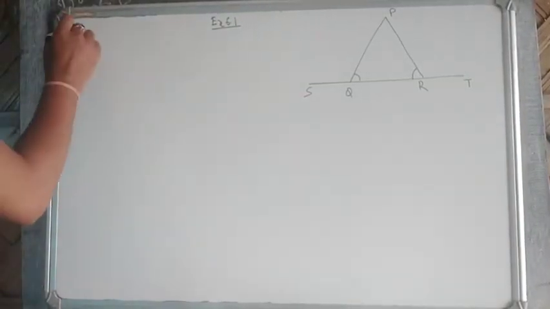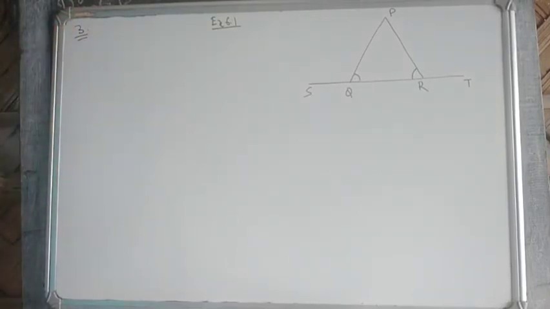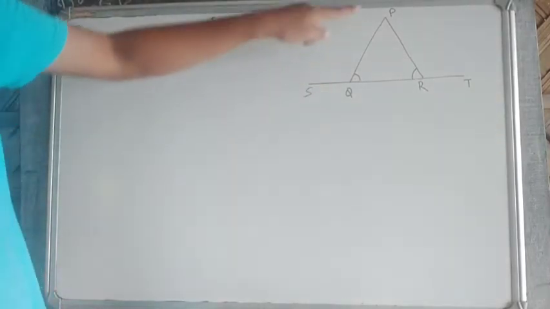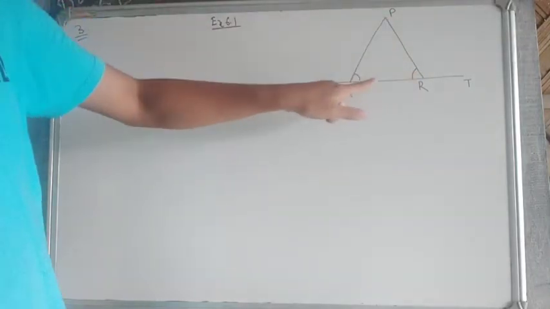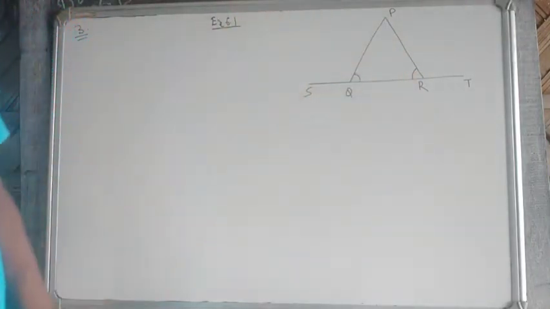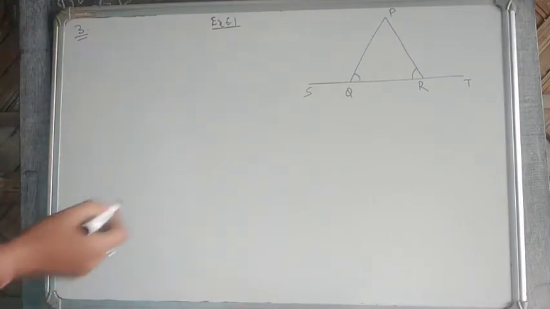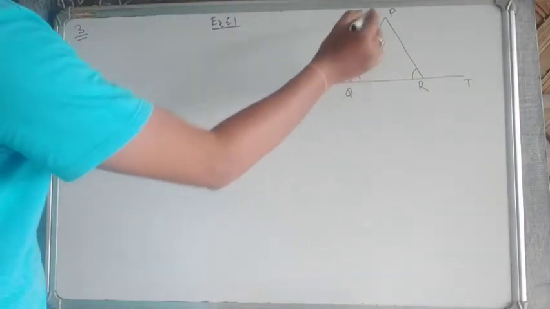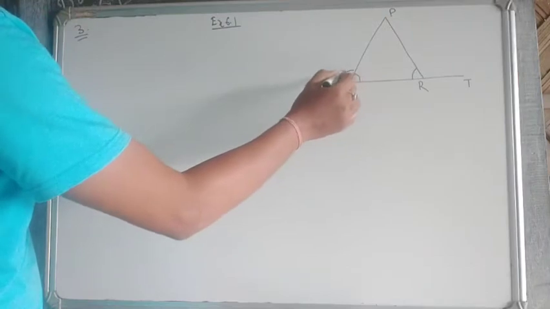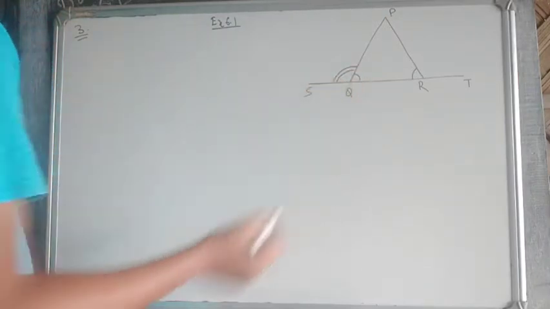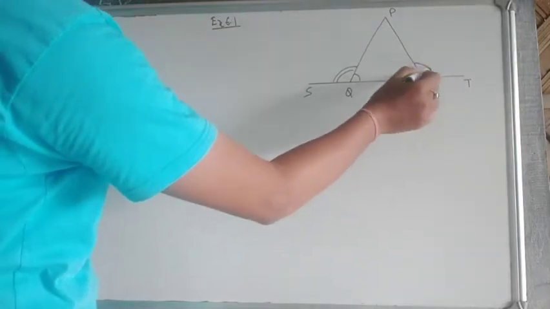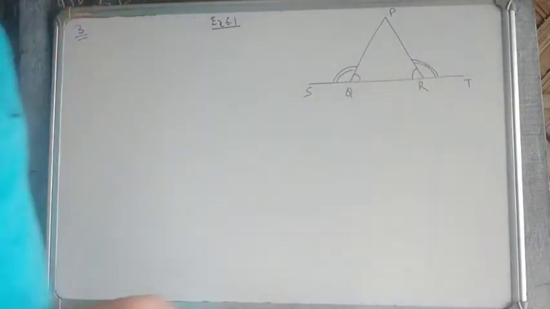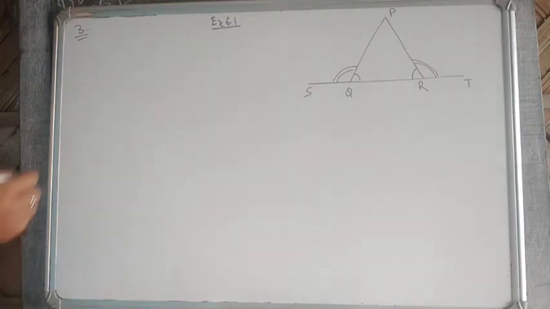In question number 3 of exercise 6.1, this is your diagram where it is given that angle PQR is equal to angle PRQ. It means this angle is equal to this angle, it is given. Now what we have to find is angle PQS, that means this angle, we have to find equal to PRT. We have to find equal to this angle. Okay, so this is what we have to do.